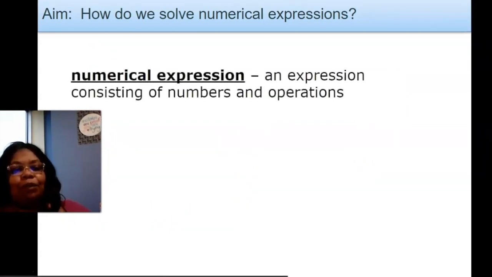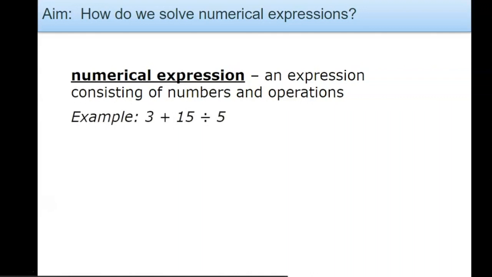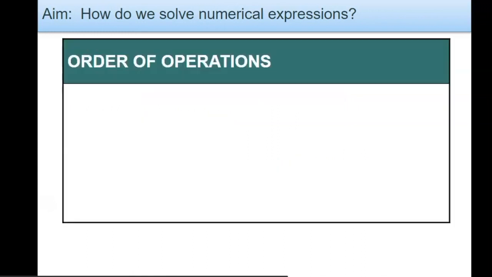So let's talk about some vocab really quickly. A numerical expression is an expression consisting of numbers and operations. For example, 3 plus 15 divided by 5 is an example of a numerical expression. The order of operations is a set of rules for evaluating an expression involving more than one operation.